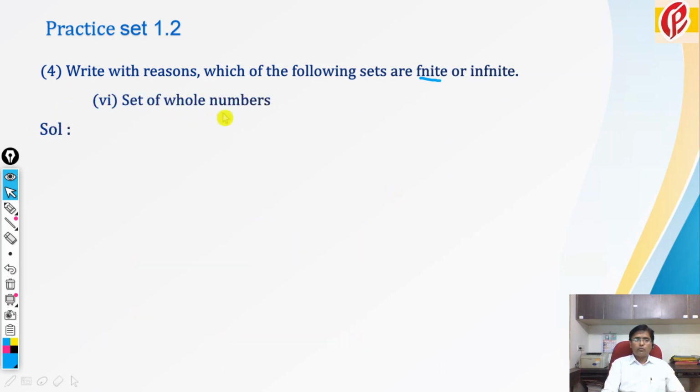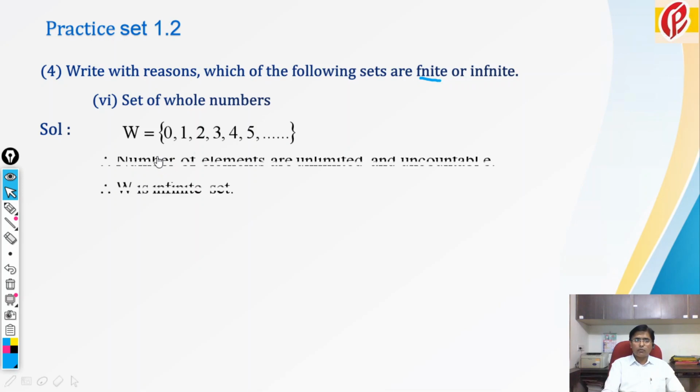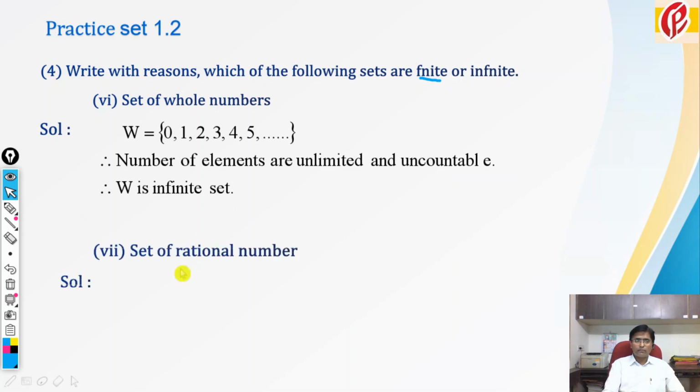6. Set of whole numbers. You know whole numbers start from 0, 1, 2, 3, and so on. So whole numbers are also an infinite set. For whole numbers we use W. So W is equal to {0, 1, 2, 3, 4, 5, and so on}. So W is an infinite set. Number of elements are unlimited and uncountable, therefore W is an infinite set.